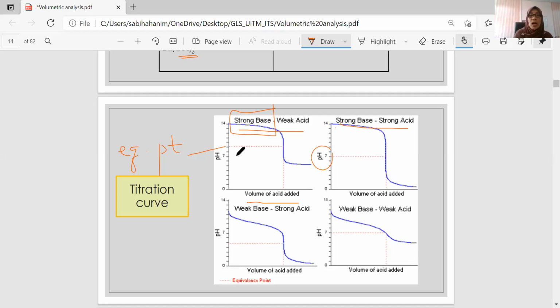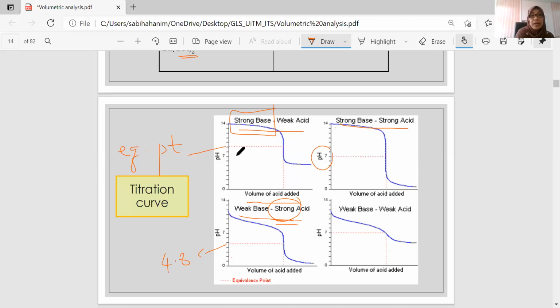Okay, so how about the weak base? For the weak base, strong acid, we focus on the strong acid. The equivalent point is around 5 something, or 4 point something, 4.8. So the equivalent point is less than 7. Because of what? Because of the strong acid.